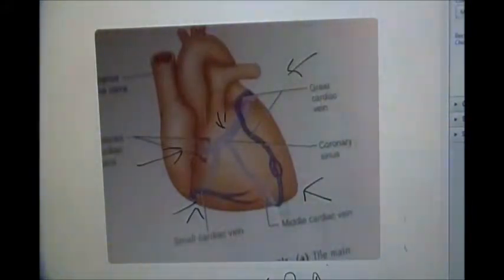The opening of the coronary sinus into the right atrium is guarded by a valve known as the Thebesian valve. The anterior cardiac veins do not open into the coronary sinus. The anterior cardiac veins open directly into the right atrium. And also the smallest cardiac veins open directly into the heart chambers.